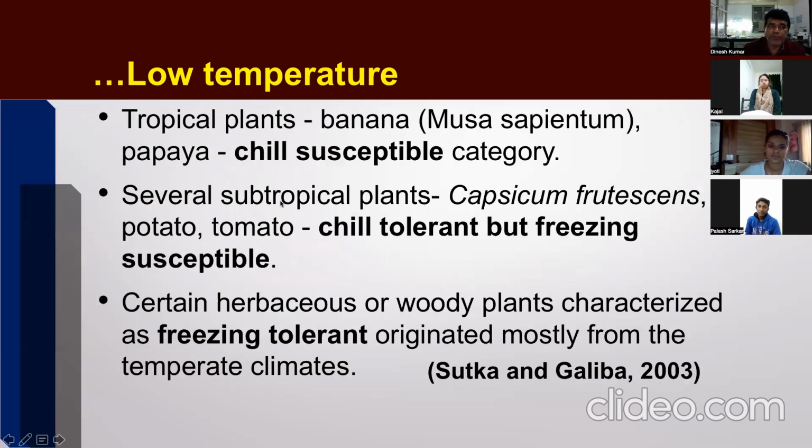Examples are tropical plants like banana and papaya. They are in the chill susceptible category. That is why banana and papaya, though they are tropical plants, are also grown in subtropical areas. Several subtropical plants like capsicum, frutescens, potato, tomato, are chill tolerant but freezing susceptible. Then certain herbaceous or woody plants characterized as freezing tolerant originated mostly from the temperate climates.